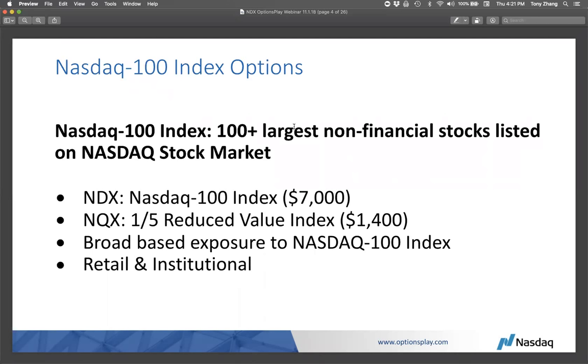These two indices are exactly the same. They track the exact same index. Just one is 1/5 the value, which is a smaller contract size for those of you trading smaller accounts. So for many of you that are probably more retail or self-directed accounts, you may be trading more NQX, and for those of you that have larger accounts or institutional type trading, you might be trading NDX, but they track the same thing. These two index options provide you with broad-based exposure to the Nasdaq-100 index, suitable for both retail and institutional traders.